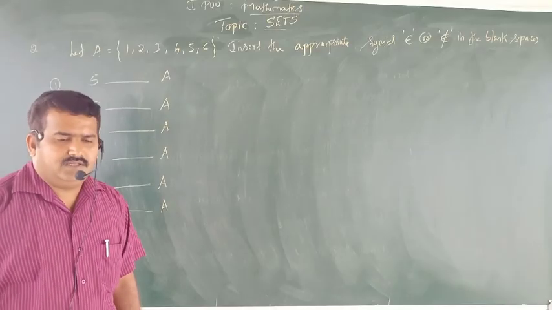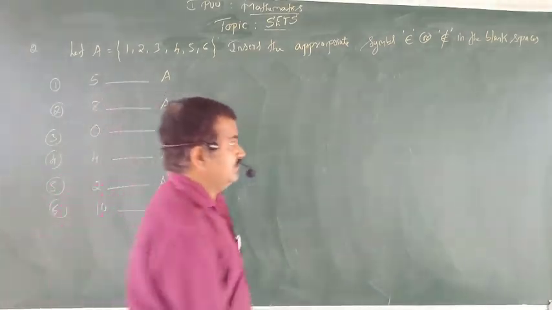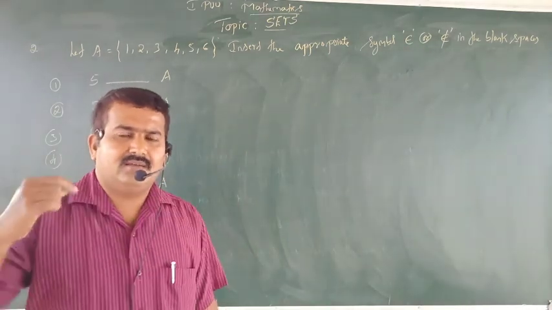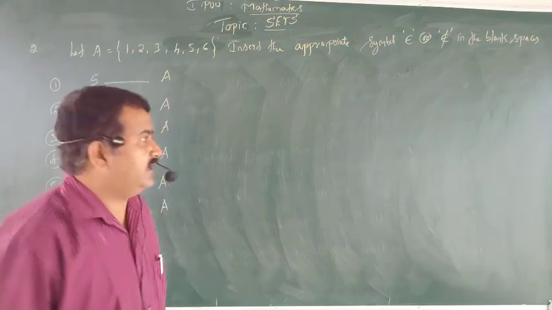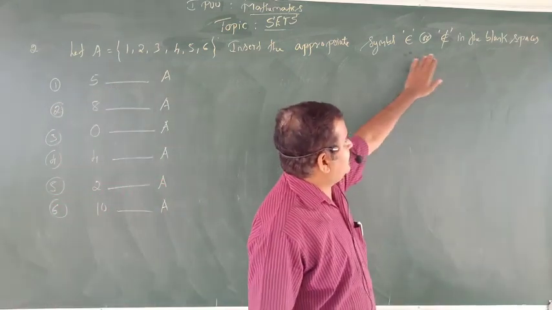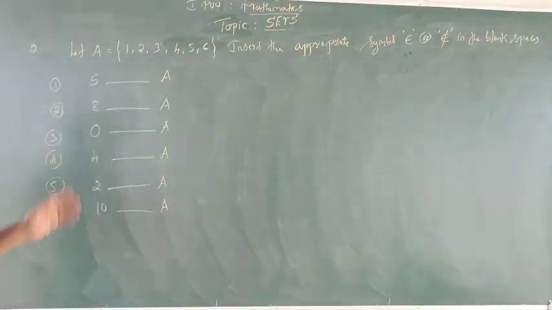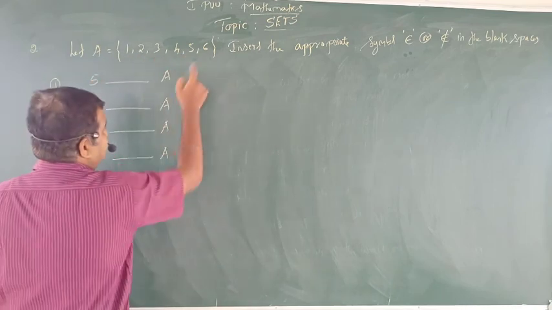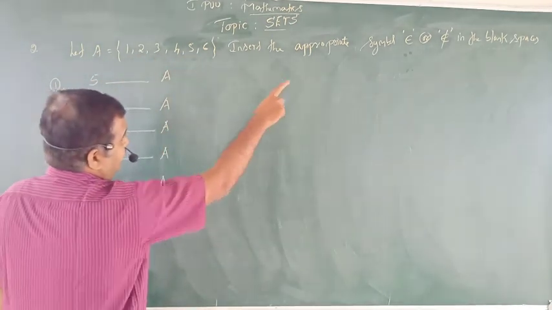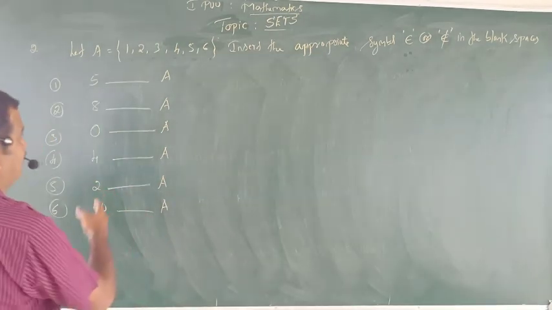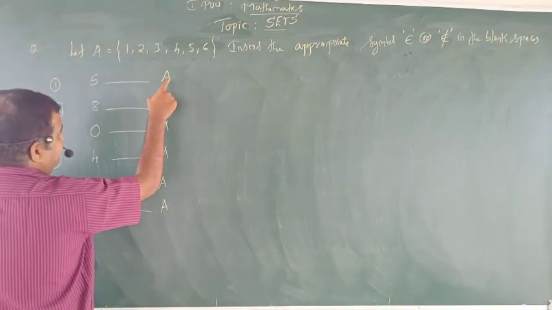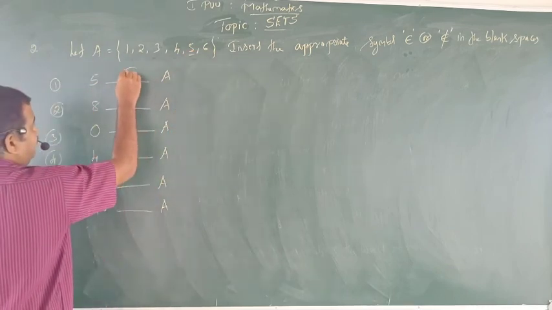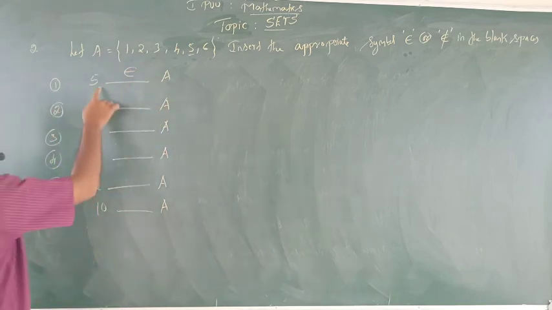Next, okay. In the previous class we have discussed the symbols epsilon and not epsilon. The symbol belongs to in mathematical language should be placed here. Here a set has been given, with some elements. Set A equals 1, 2, 3, 4, 5, 6. We should insert the symbol epsilon, meaning belongs to, or does not belong to. Is 5 in the set A? 5 is present here, so 5 belongs to A. This is the meaning.